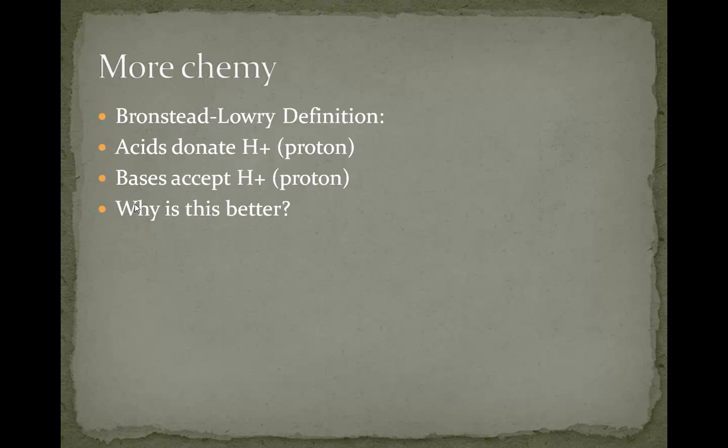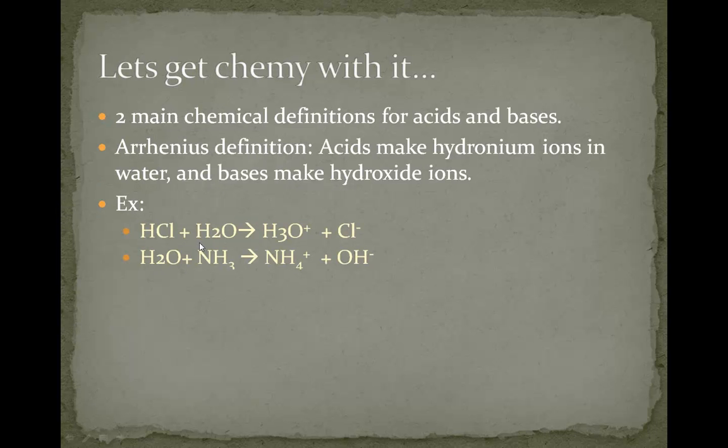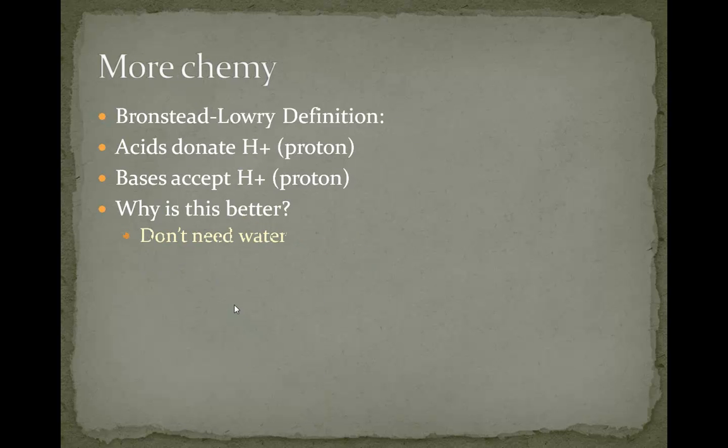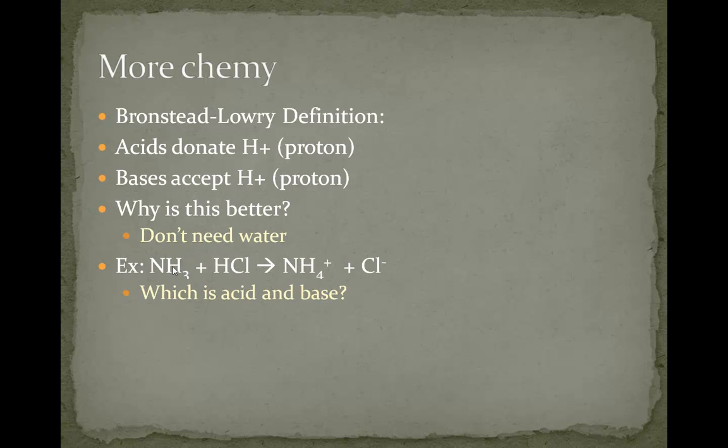So why is this better? If I go back to this slide, see how both of these have H2O in them? The only way that the Arrhenius definition works is if you have water. But HCl and NH3 can act as acid and base, respectively, outside of water. Let's go back to this one. So why is it better? We don't need the water. NH3 and HCl can interact with each other devoid of water and still act as acids and bases.